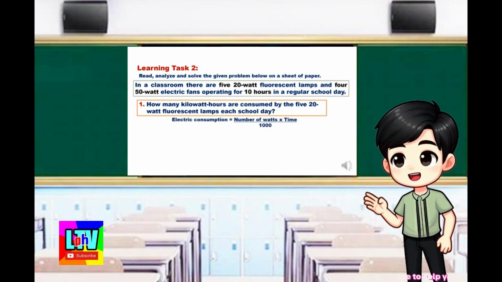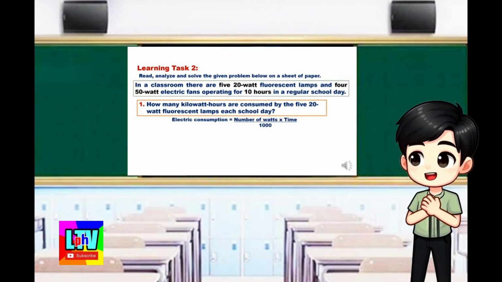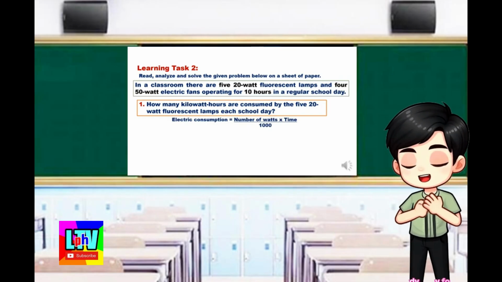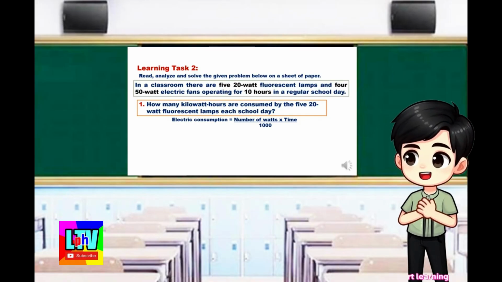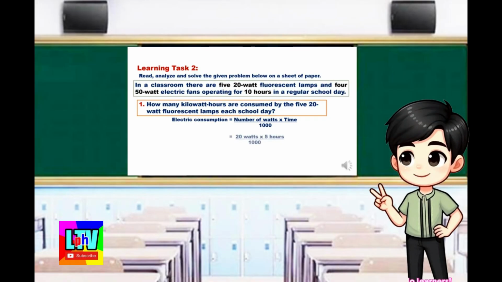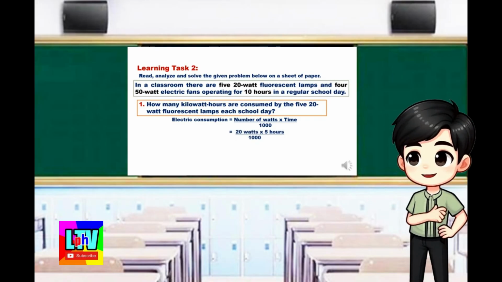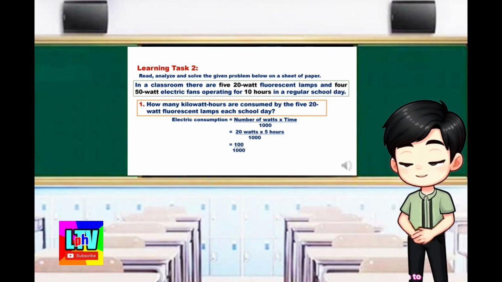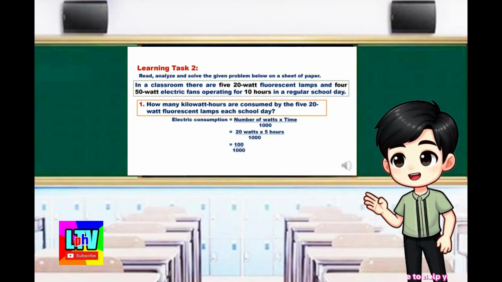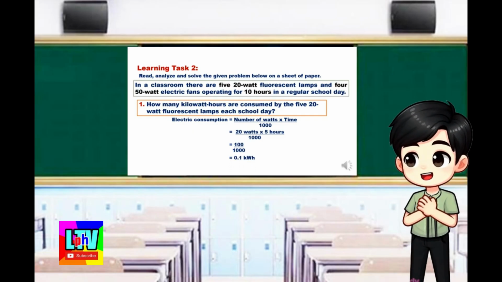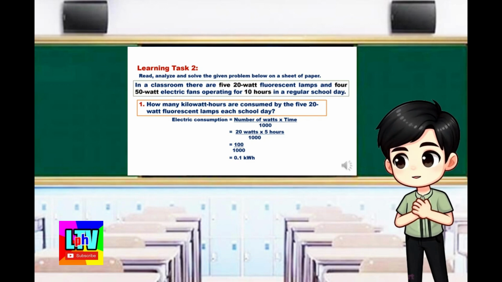Use this formula for finding electric consumption. Electric consumption equals number of watts times time divided by 1,000. So 20 watts times 5 hours divided by 1,000. 20 times 5 equals 100, divided by 1,000 equals 0.1 kilowatt hour.